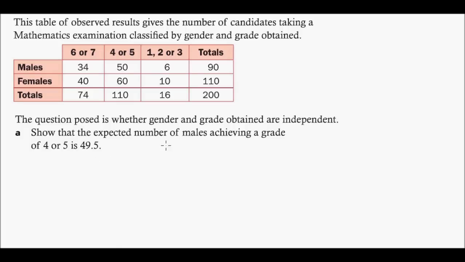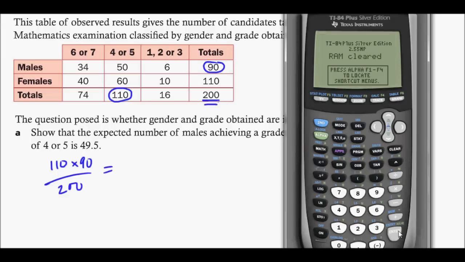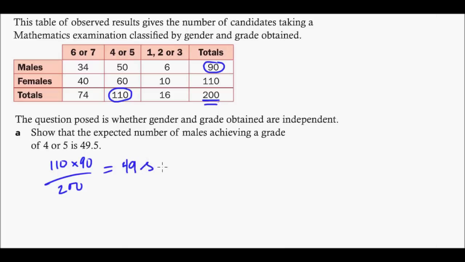Show that the expected number of males achieving a grade of 4 or 5 is 49.5. So we have males and 4 or 5. The way you do this is take the totals of the column and the row, and then divide by the overall total. This is how you get your expected values. In this case we do 110 times 90 divided by 200. If we break out the calculator, 110 times 90 divided by 200, we get 49.5. You just have to show the work there.